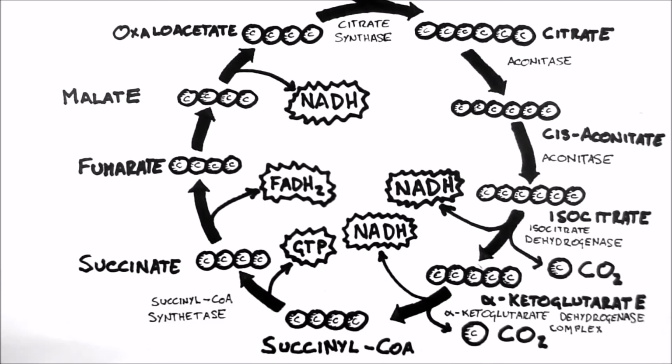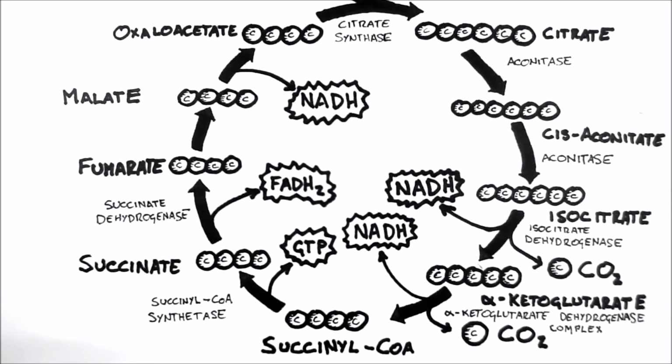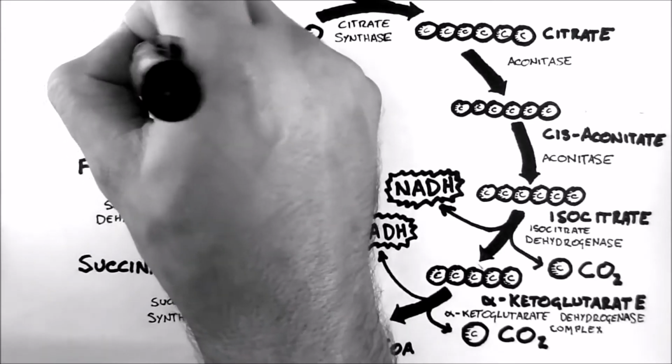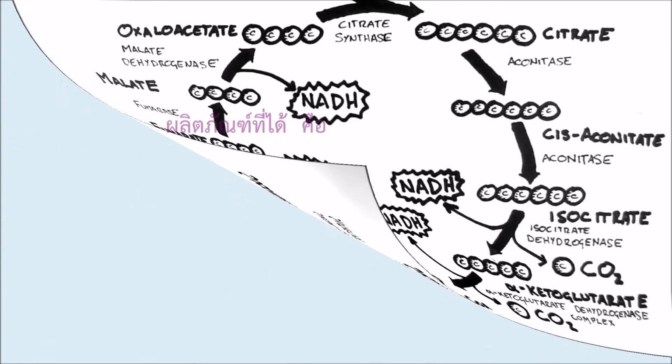Succinyl-CoA synthetase catalyzes the conversion of succinyl-CoA to succinate. Then yet another dehydrogenase, known as succinate dehydrogenase, produces the high-energy molecule FADH2. Fumarase converts fumarate to malate, and then the final enzyme is another dehydrogenase, malate dehydrogenase, producing NADH and converting malate to oxaloacetate. And that's an overview of the TCA cycle.